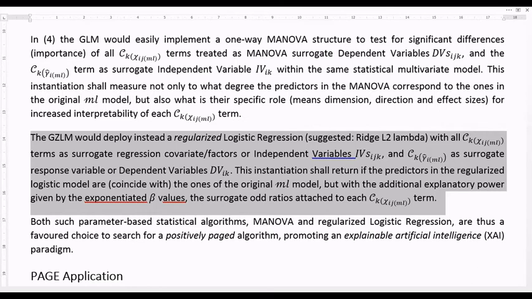Such instantiation then shall return if the predictors in the regularized logistic model are the same ones of the original machine learning model first, plus getting the additional explanatory power given by the surrogate odds ratios attached to each predictor term.